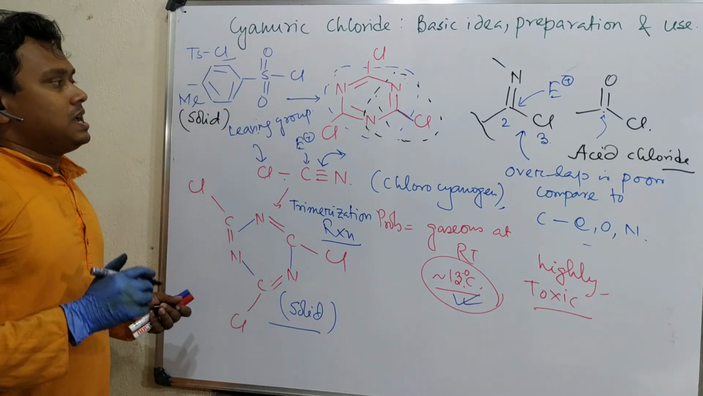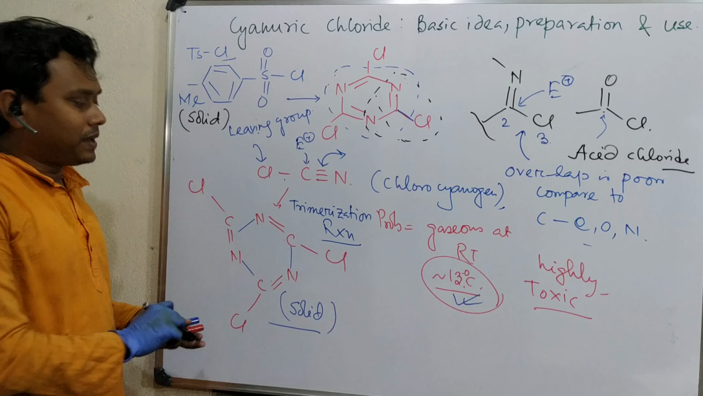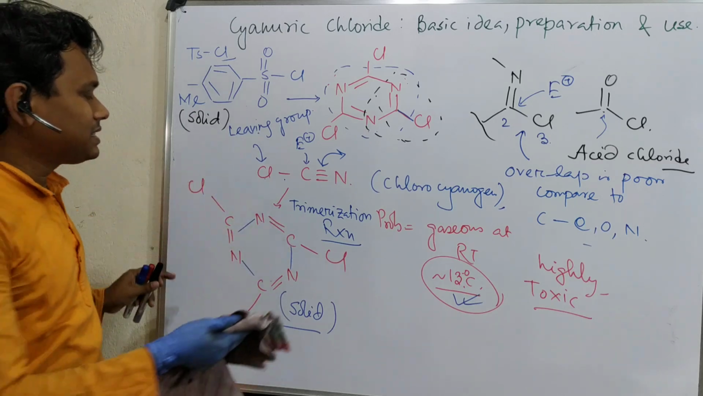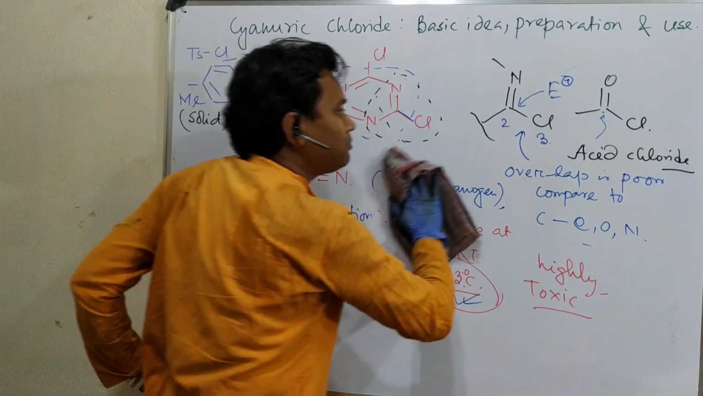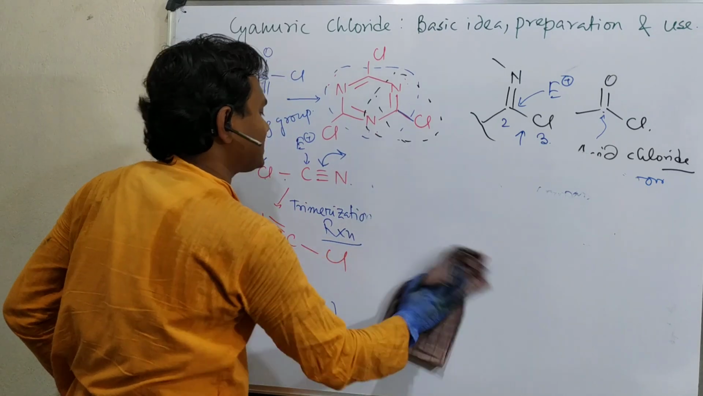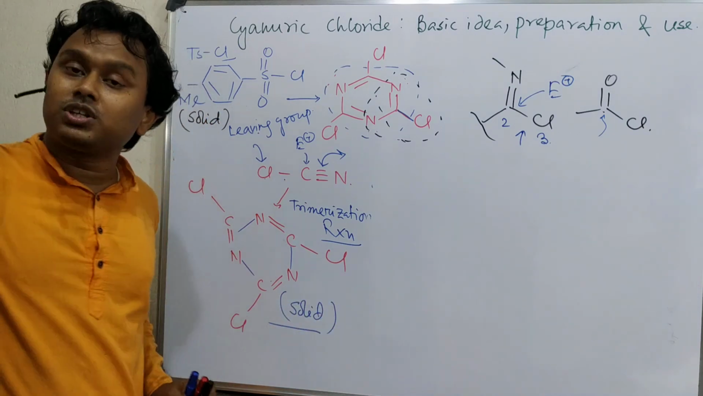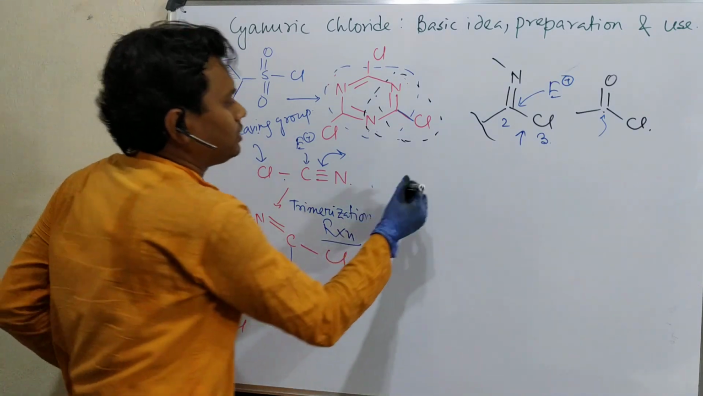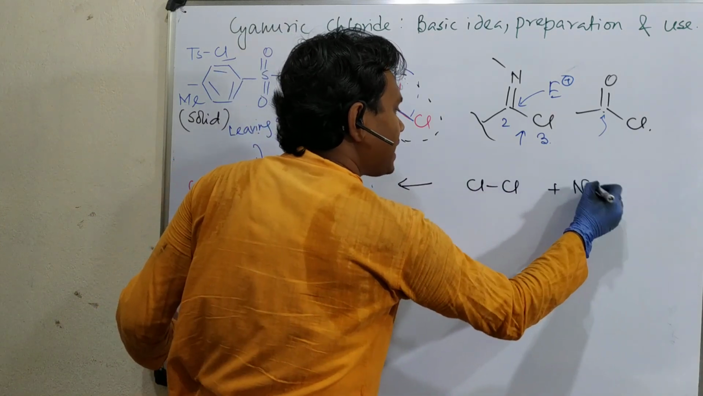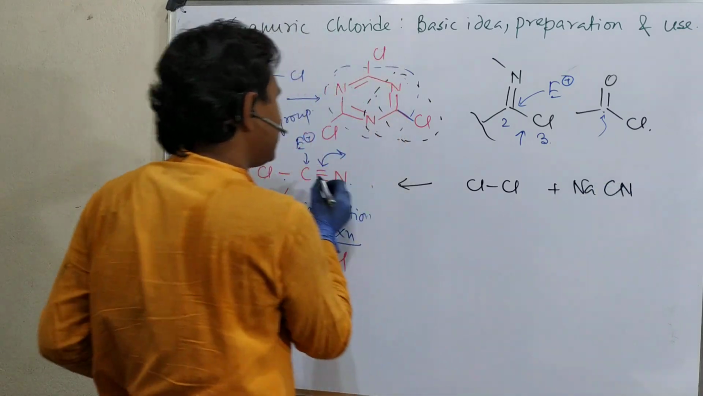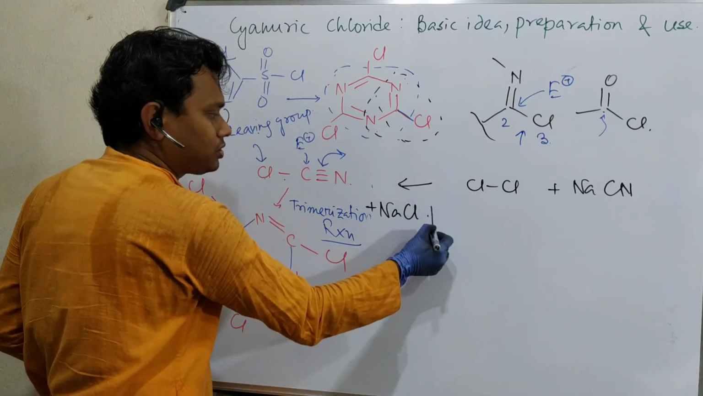Now, this much we have understood, the basic idea. Now how to prepare it? I'll come to the properties after some time. Since this is an interesting thing, as I told, it can be prepared from the trimerization reaction of cyanogen chloride. If I say it's a trimerization, then the question will obviously come, how is cyanogen chloride prepared? Very simple. If you take chlorine gas and react it with sodium cyanide, it will result in cyanogen chloride plus sodium chloride, and since it's a salt, it will precipitate out.